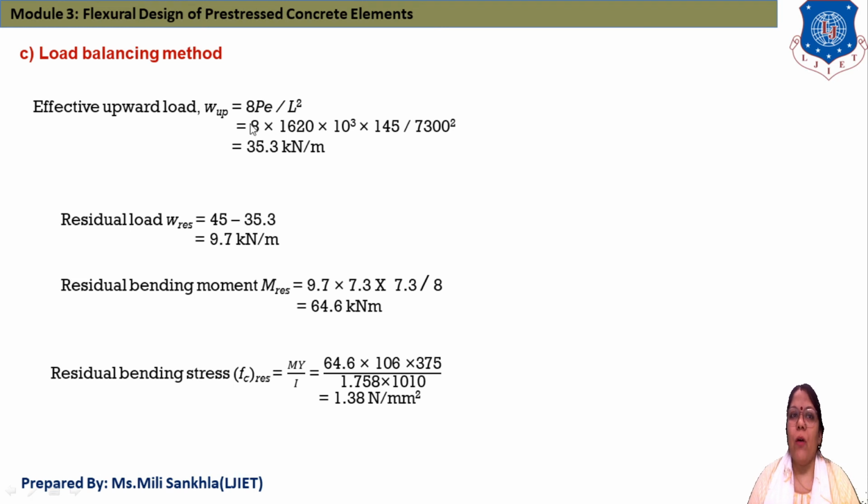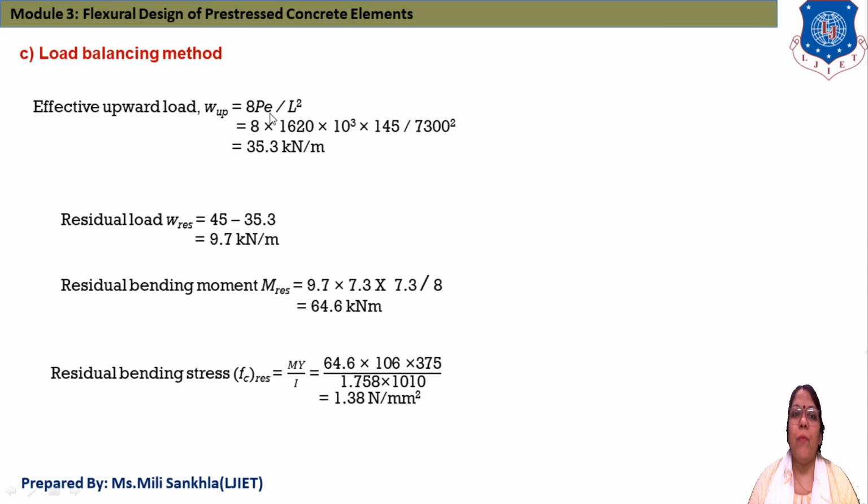Now M is equal to P. The equation of moment is equal to WL squared by 8 and M is equal to Pe. So when we make W the subject, the equation is equal to 8Pe by L squared. Now P is our load 1620, which is given in kilonewton, so convert it into Newton.